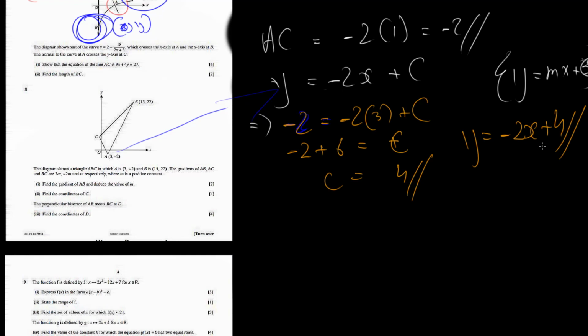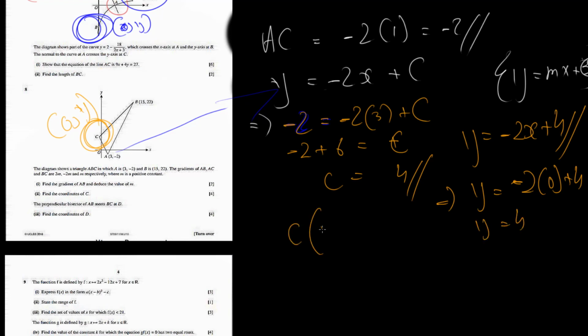But the question asks us to find the coordinates of C. Now I know that at the y-axis, the coordinate of x is always 0. So I can use that to find the coordinate of C. y is equal to minus 2 multiplied by 0 plus 4. 2 multiplied by 0 is 0, and so therefore y is equal to 4. So what are the coordinates of C? 0 and 4. There's the answer right there.